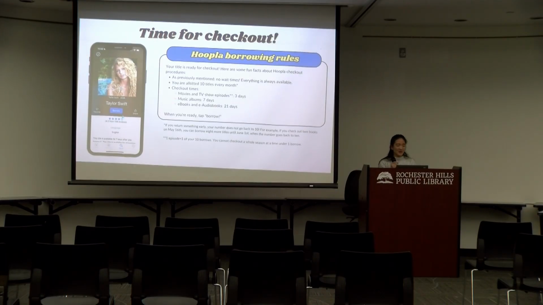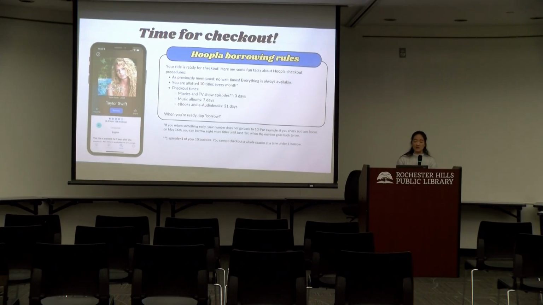So if you scroll down a little bit this way, you are going to see a brief description of the album. You can favorite the album. Favorites are found in the My Hoopla section of the app. The favorites are a way for you to save something for later. Say that you want to borrow it, say in a few weeks, but you don't want to borrow it right now. You can add it to your favorites and come back to it later.